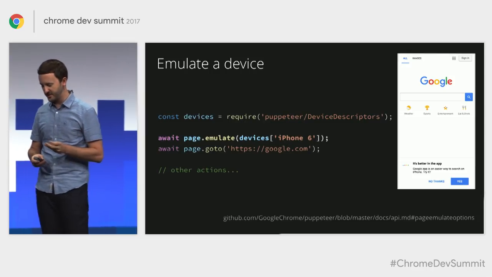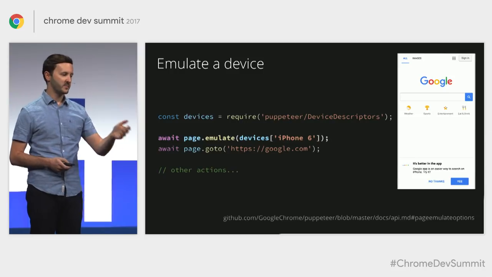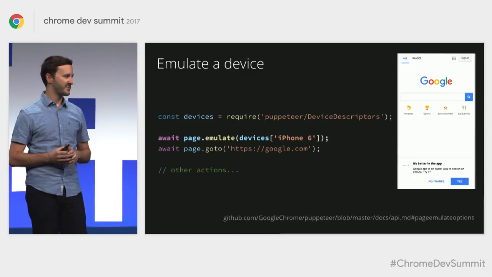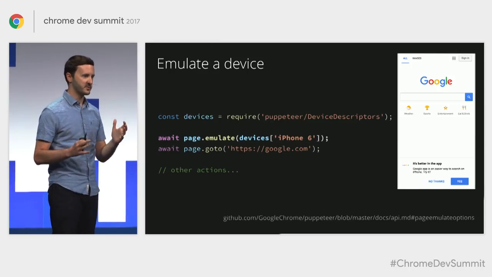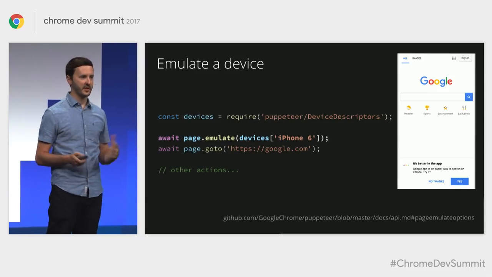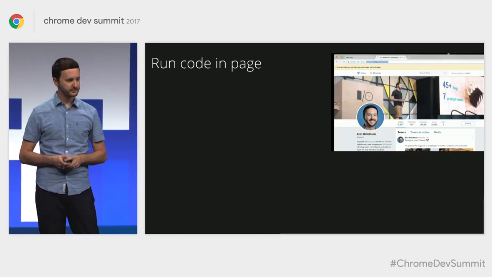Some more interesting things, I think, are emulating devices. So maybe you want to test the mobile version of your site. Using Puppeteer's APIs, you might not know the viewport settings or the emulation settings for that. We have pre-canned device descriptors that have all those settings and widths and everything. Here, I'm just emulating an iPhone 6 and navigating to google.com. So maybe I can screenshot that page or do whatever I want with it.